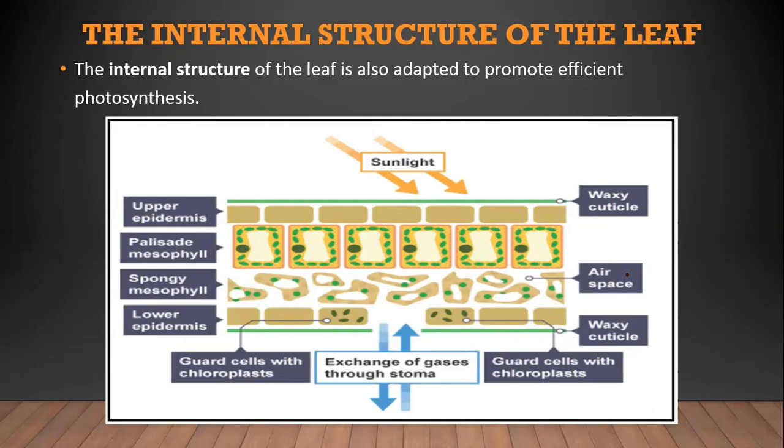It also has some air space, and the guard cells work in conjunction with the guard cells here so that they can control the size of the stomata. So these act like a doorway for opening and closing the stomata whenever need be. All right, so that is just one of the things. Then it has the spongy mesophyll. It also has the palisade mesophyll.